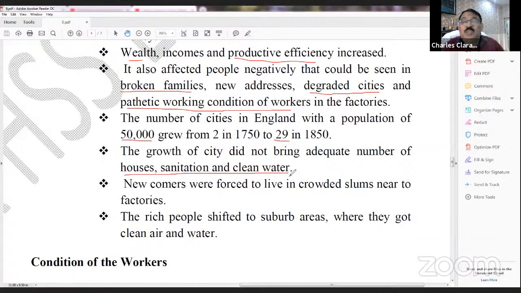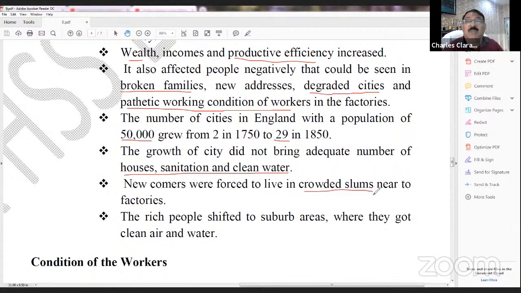The growth of cities did not bring an adequate number of houses, sanitation and clean water. Why? Because ultimately the cities were made out of laborers, people who were working without the desire to work. The reason is, it was tough. They were not in the upper class, they were all laborers. And naturally, the rich want to get richer. The first thing they'll do is exploit labor. So naturally, labor was exploited. They were not given proper houses, no sanitation, no clean water, nothing. Newcomers were forced to live in crowded slums.